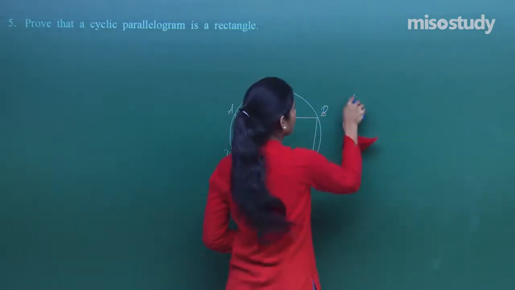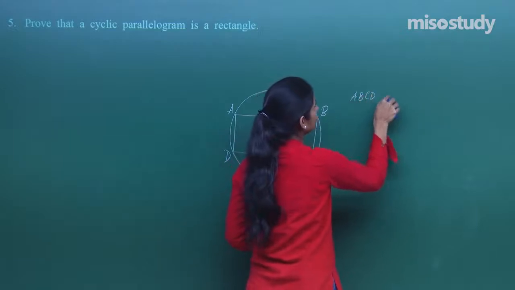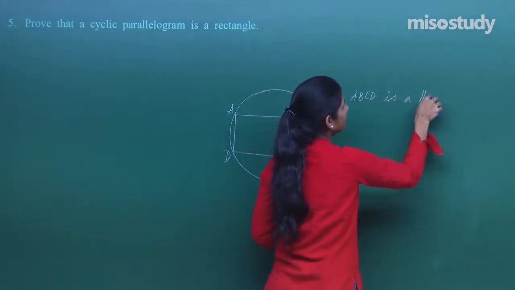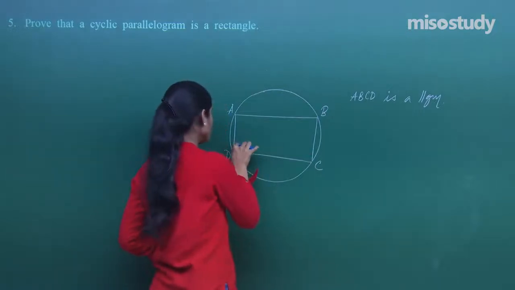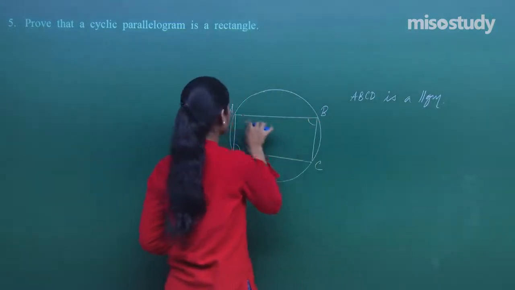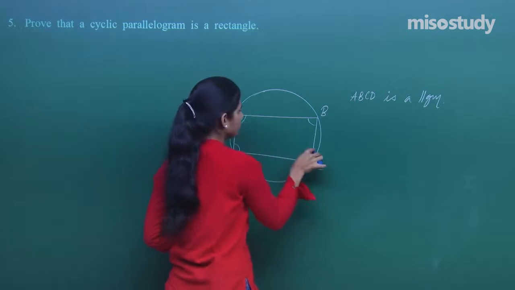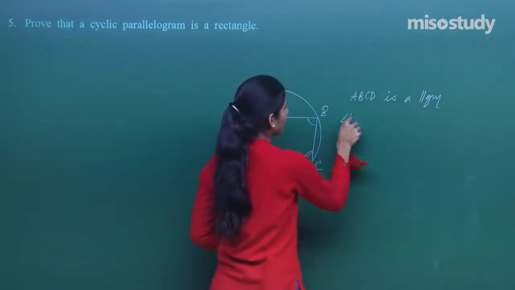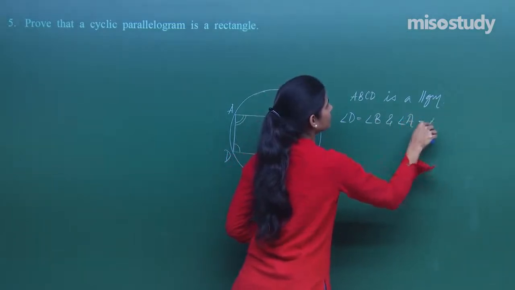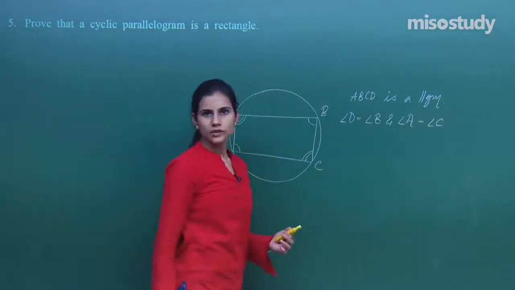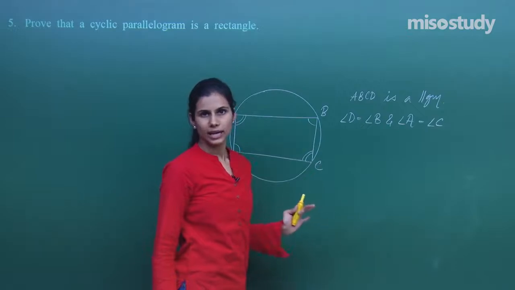ABCD is a parallelogram means what? Opposite angles are equal in measure. So this is equal to this. This is equal to this. So you have angle D is equal to angle B and angle A is equal to angle C. This is from the fact that ABCD is a parallelogram.